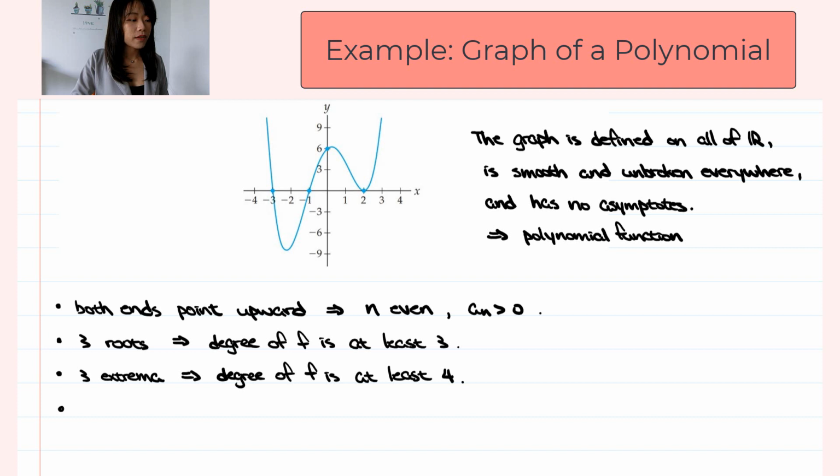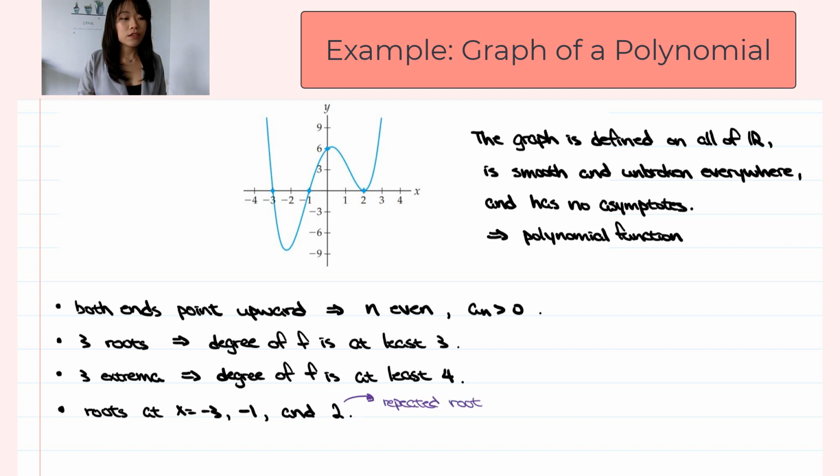Then from the graph, we note that the roots are at x equals -3, -1, and 2. Note that 2 is a repeated root, because this root happens at one of the local extrema. So around x equals 2, the function looks like a quadratic function. So we call this root the repeated root.